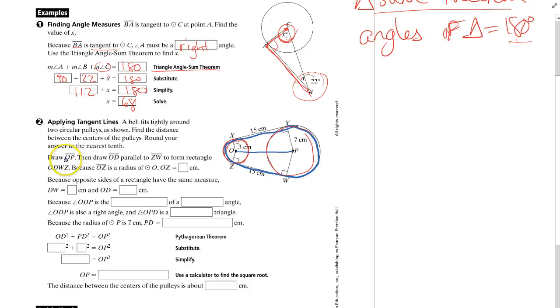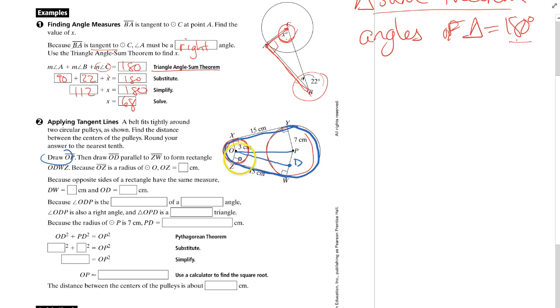We have to draw OP. Oh, look at that. We already did that. And then draw OD parallel to ZW, to form a rectangle ODWZ. So if I have to be parallel to ZW and I have to start at O and be parallel, then I'm going to do this kind of thing. And we'll call this D.